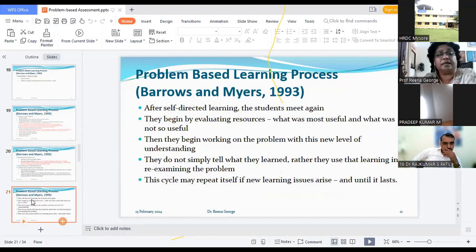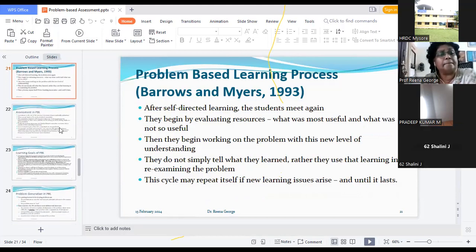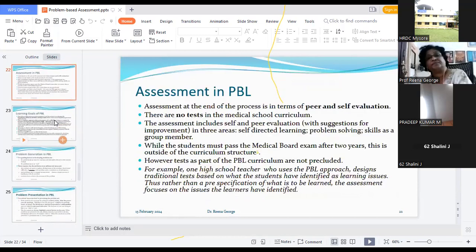And this is the slide from where I went back. Madam, you were telling about assessment. Yes, I'm coming to assessment.